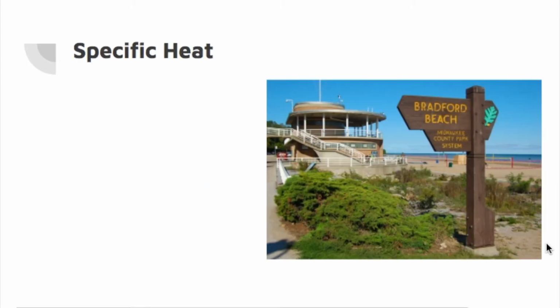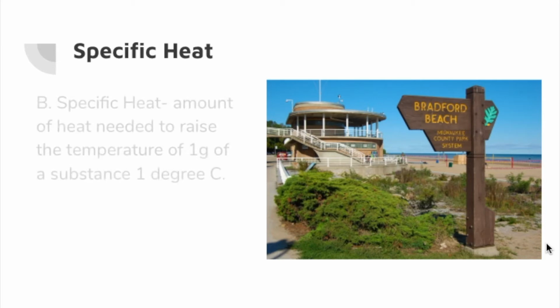Next page, specific heat. As you study more science, you will discover that water has many unique properties. One of these is the amount of heat required to increase the temperature of water as compared to other substances. The specific heat of a substance is the amount of heat required to raise the temperature of 1 gram of that substance by 1 degree Celsius.